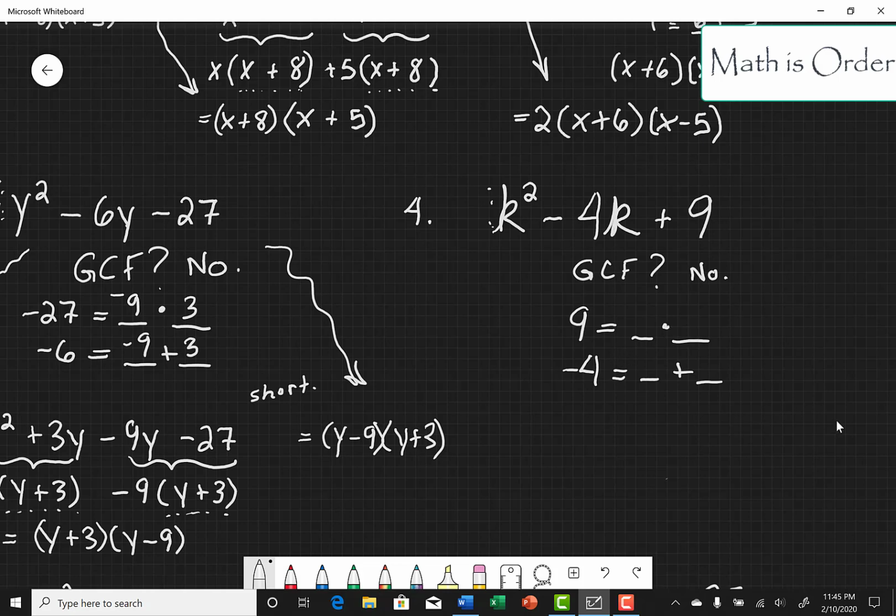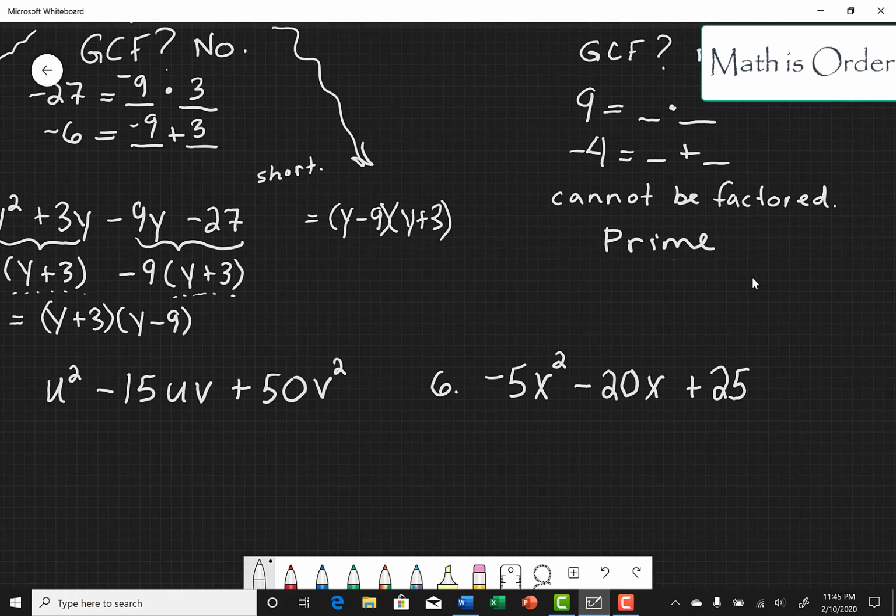So this trinomial cannot be factored, right? And when a trinomial cannot be factored, it's said to be prime. Okay. All right, moving on to number 5.